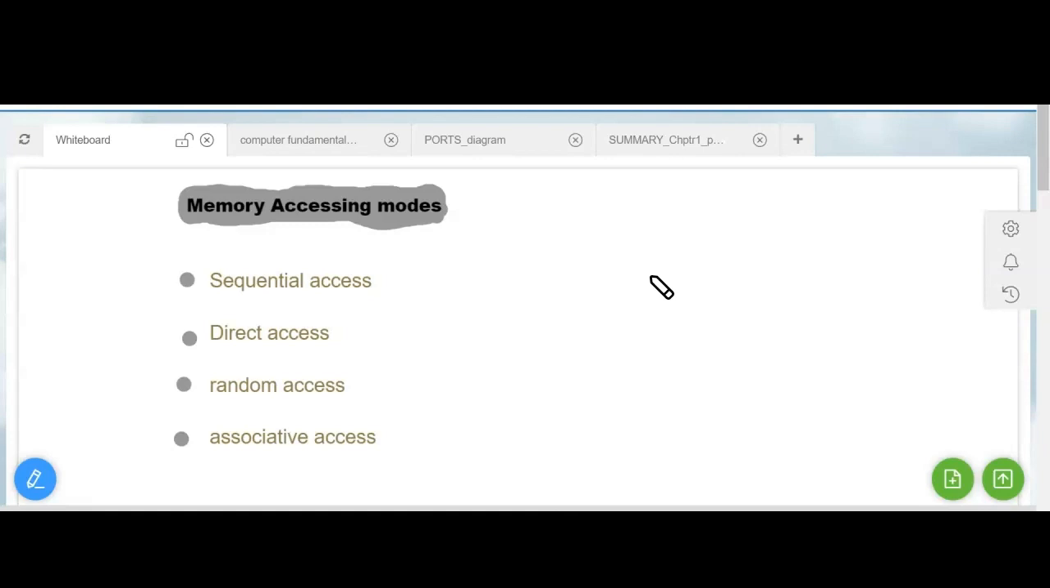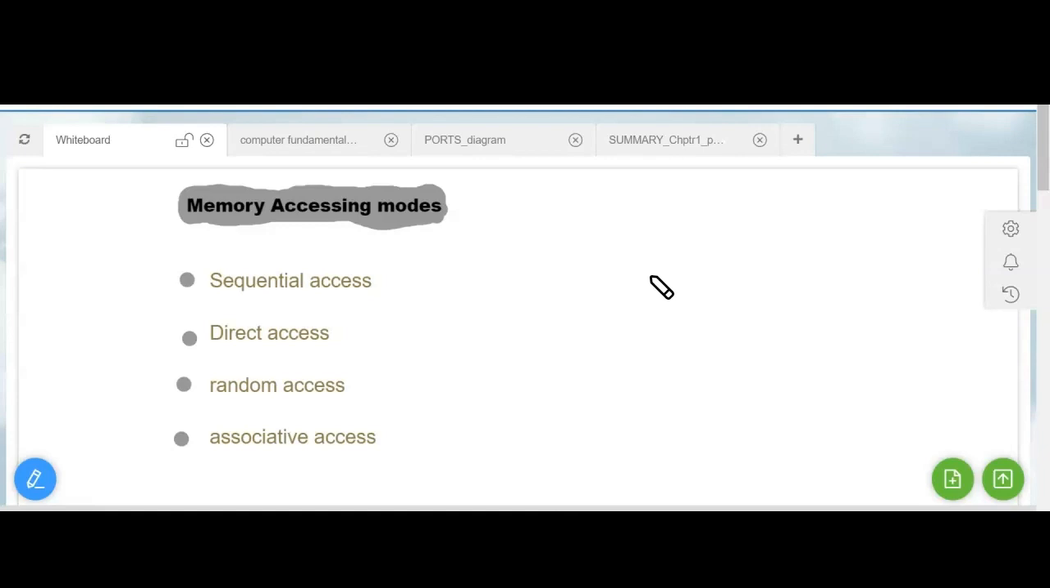In your textbook, it is given two to three types of accessing modes. Let's see what these are in detail. First one is sequential access. The name itself is very clear. What does it do? Sequential. It searches in a sequence or in a sequential manner.